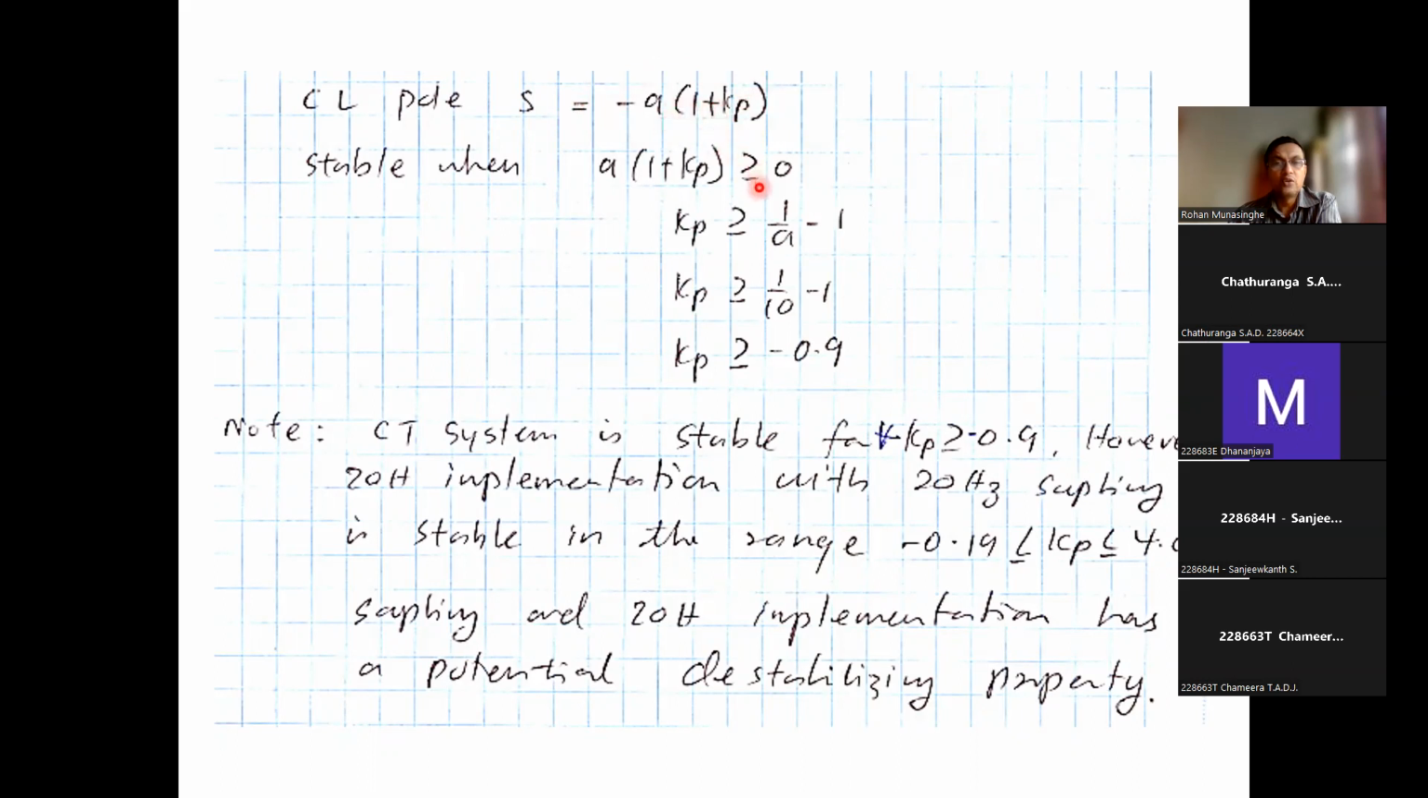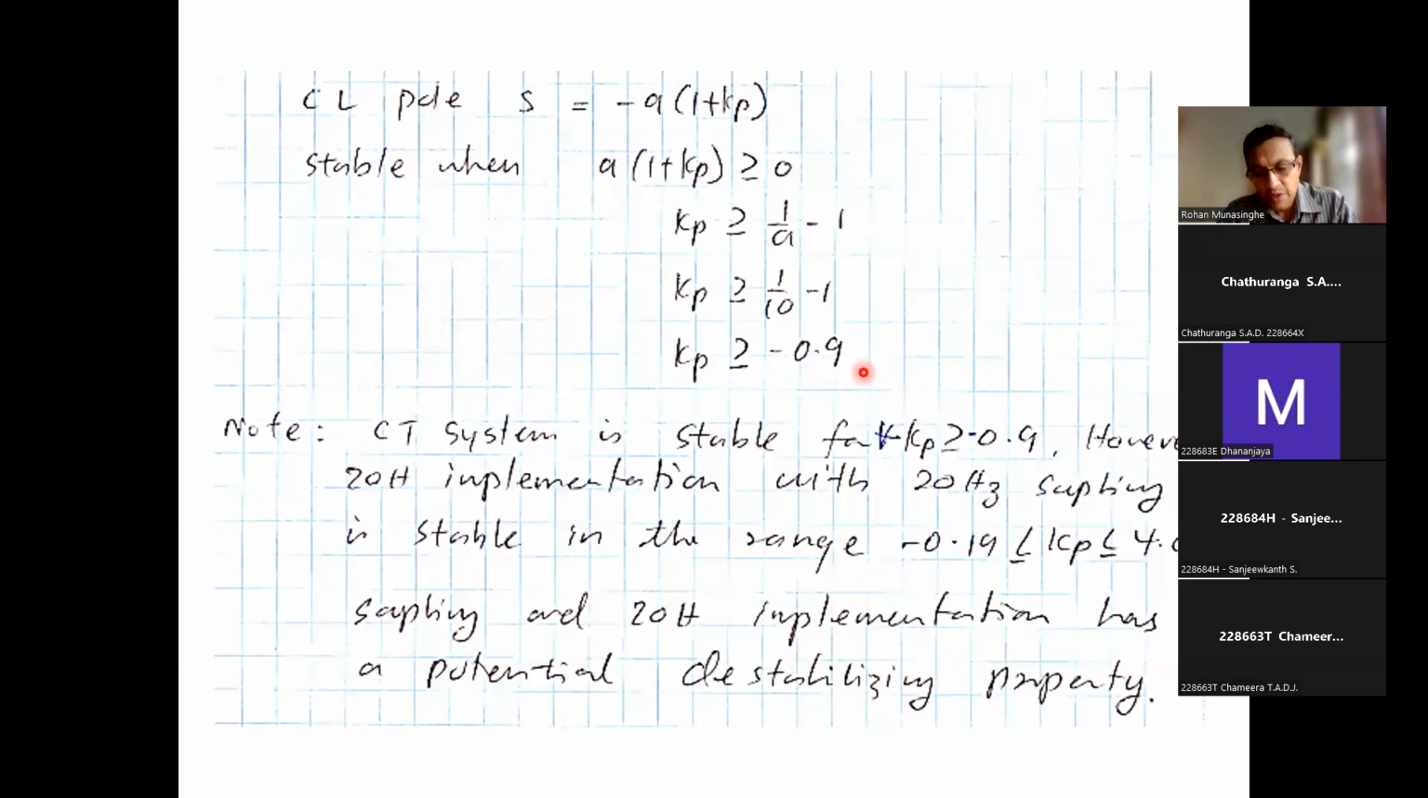should be greater than or equal to 0, right? This part has to be greater than or equal to 0. Then with the negative sign, the pole will be in the negative half plane. Okay, right. So when you do that, this is the result you get: Kp is greater than or equal to -0.9. So you can use any gain beyond -0.9. The plant will be stable if it is continuous.